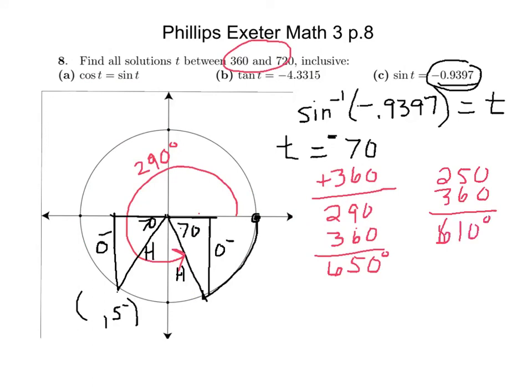Where do you get 250 from? What's that? Where do you get the 250 from? The 250 is from the 180 plus the 70.